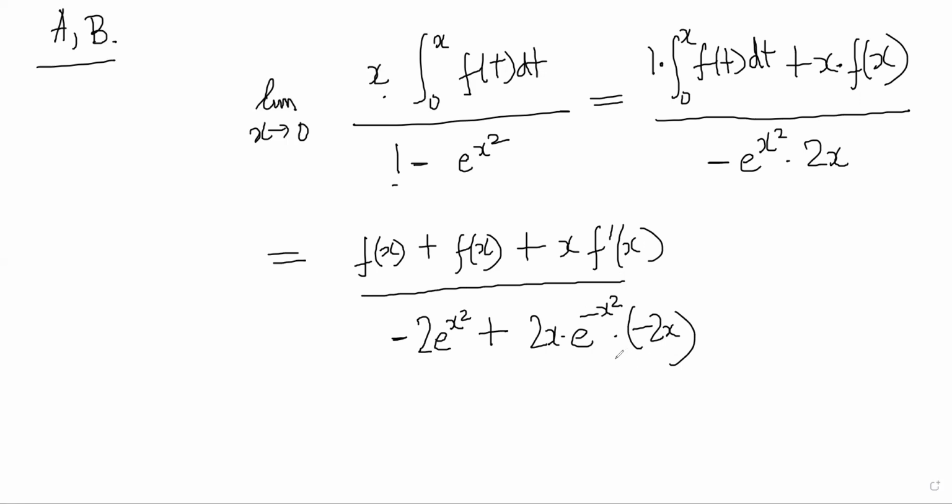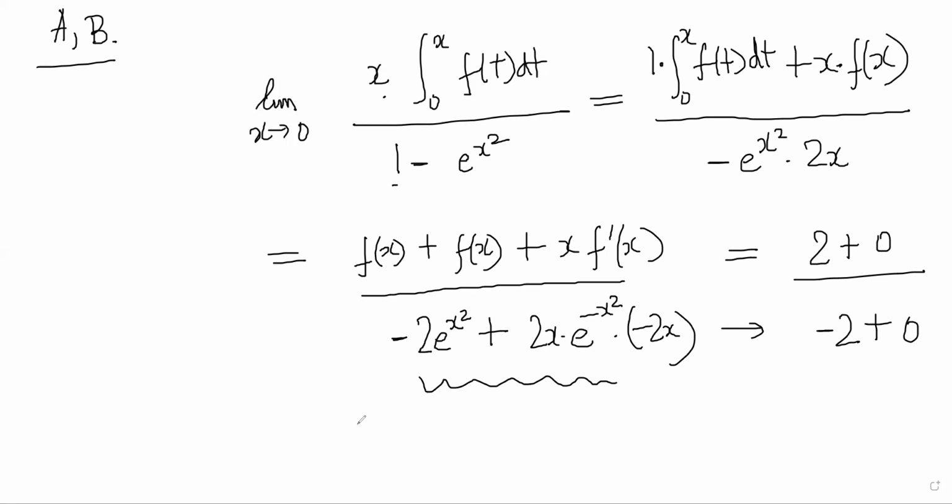Now, this is not tending to 0. The denominator here, when x is 0, is tending to minus 2, right? And the numerator here, when x is 0, is tending to twice of f of 0. F of 0 was given as 1 in the question, so it is tending to 2 plus 0. And here it was minus 2 plus 0, so the answer is minus 1. So we are getting option C by a direct application of L'Hopital's rule. You just have to do it 2 times, and you have to use Newton-Leibniz formula for differentiating an integral. We have covered that in a previous video, so that should not be a problem, right?